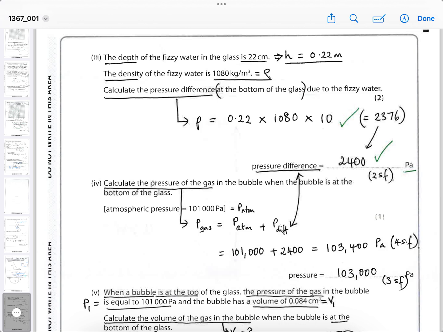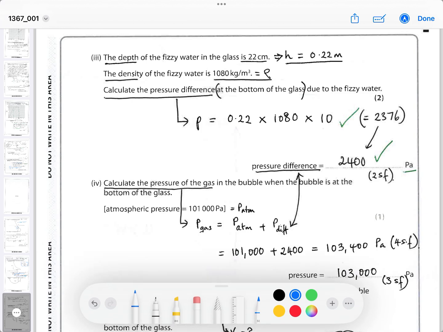I think 3 significant figures is fine too, because they've given the density to 1,080 kilograms per meter cubed. So 2 or 3 significant figures here would be suitable. And then remember, the pressure difference is the increase in pressure due to the liquid, but on top of the liquid is also atmospheric pressure. They've given you in the next question what atmospheric pressure is. It's always around 101,000 pascals or 101,000 newtons per square meter.